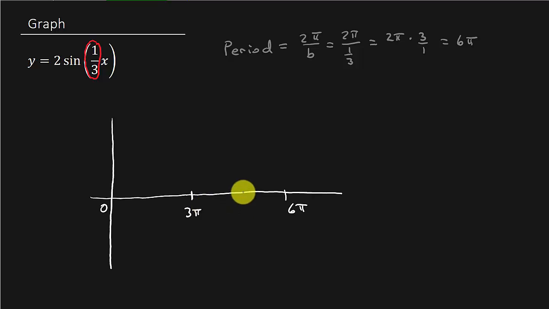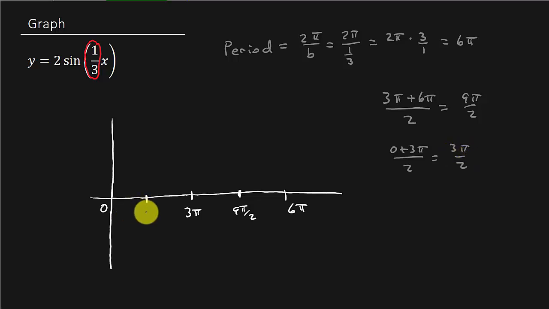And then we want the midpoint between 3 pi and 6 pi. So how do we find the midpoint? Well, we're wanting to find the midpoint between 3 pi and 6 pi, so we add the 2 and then divide by 2. And so that's going to be 9 pi over 2. And then the midpoint between 0 and 3 pi, that's going to be 0 plus 3 pi over 2, which is equal to 3 pi over 2.